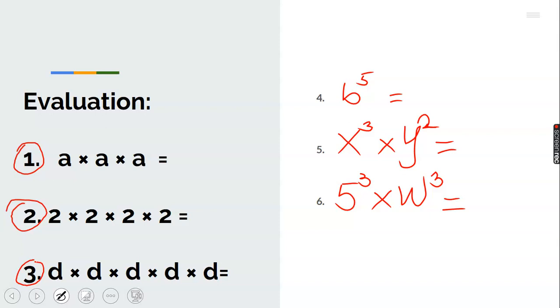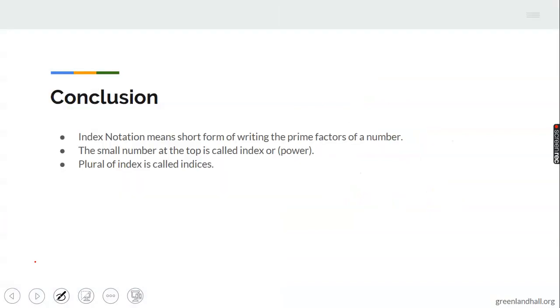Look at number 4. B raised to power 5. So you write the calculation in front. Number 5. X to power 3 times y to power 2. You write your answer there. And number 6. 5 raised to power 3 times w raised to power 3. You write your answer there.